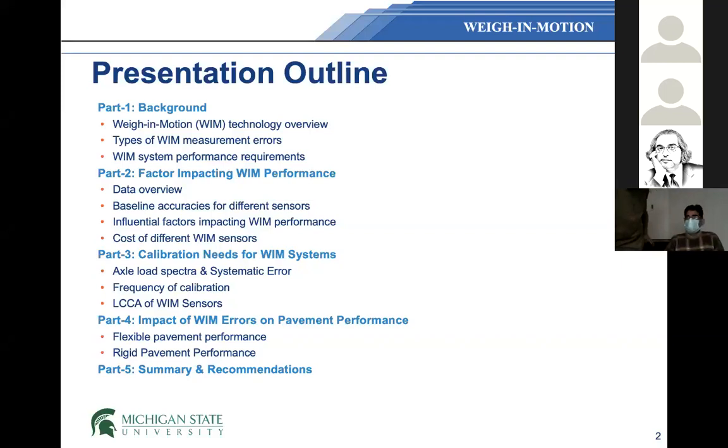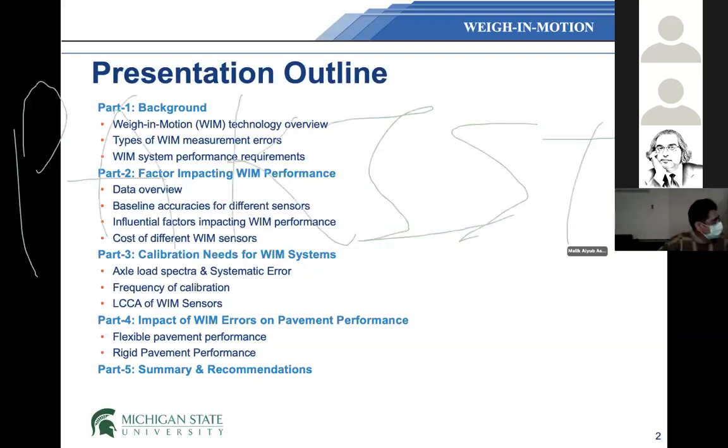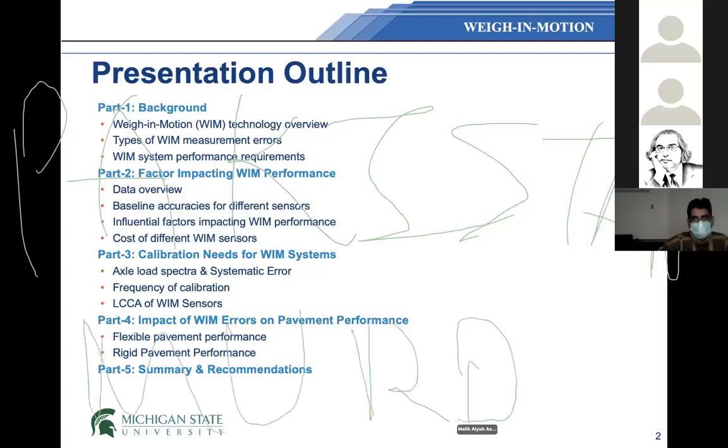I will also look at the calibration needs for WIM, because WIM measurements will contain different types of error. Basically, these are systematic and random errors. So how can we eliminate systematic errors by using calibration of these sensors.